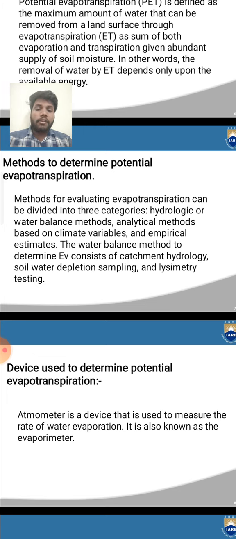Methods for evaluating evapotranspiration can be divided into three categories: hydrology or water balance methods, analytical method based on climate variable, and empirical estimate. These are the three methods by which we can determine potential evapotranspiration. The water balance method to determine evaporation consists of catchment hydrology, soil water depletion sampling, and lysimetry testing, which are used to calculate evaporation.